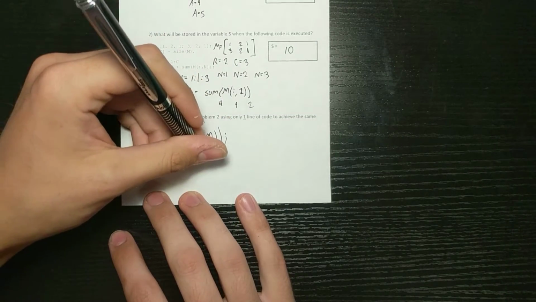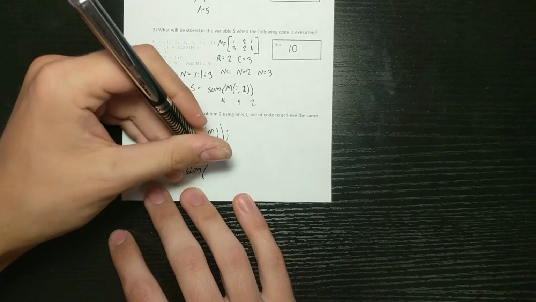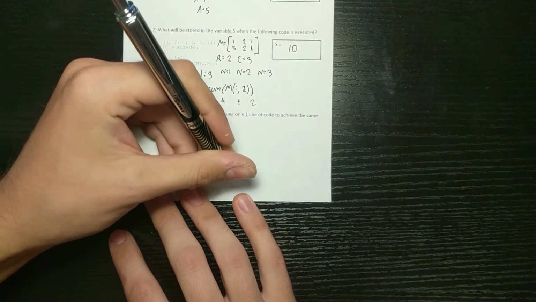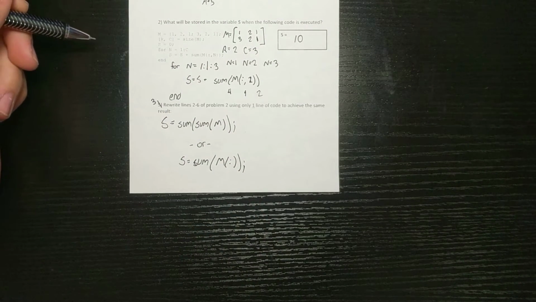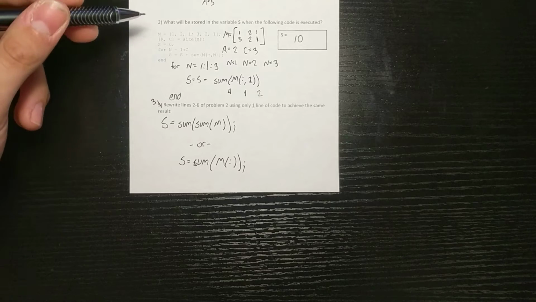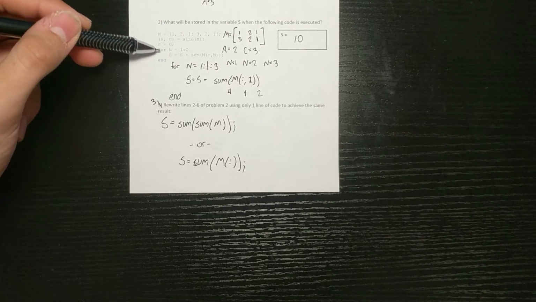Or we could say s is the sum of all of m. Either of these would accomplish the same thing that this for loop accomplishes. This question is just to see if you understood what this loop is doing.